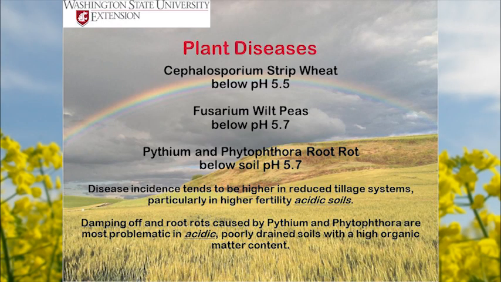Well, what about Pythium and Phytophthora root rot? We don't know for sure, but it looks like maybe 5.7 is an area below that it might be more prevalent. Is that because of aluminum or acid burn on the roots that first break it open so the diseases can get in there better? I'm not sure.